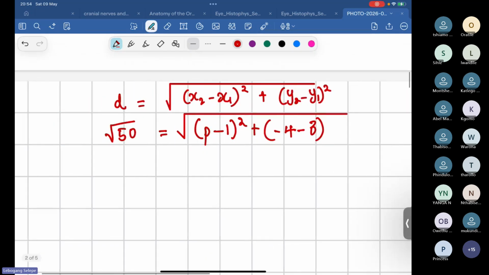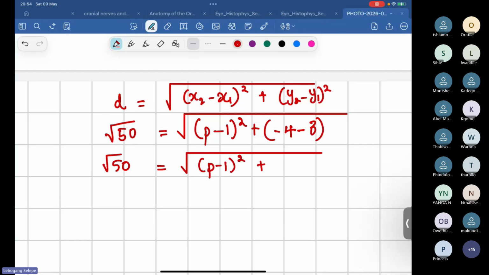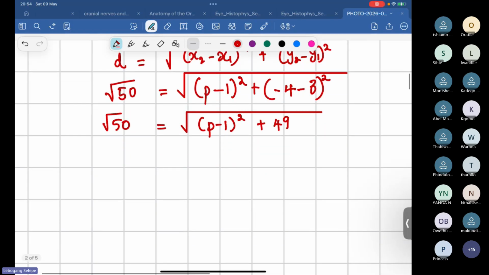Then now, the rest is maths, right? So the square root of 50 units is equal to the square root of P minus 1 squared plus -4 minus 3, squared. Don't forget the squared like me. -4 minus 3, that's -7. If you square that, that's going to be 49. It's all up to you. You can first remove the square root from this point or later, but I could just remove it later.